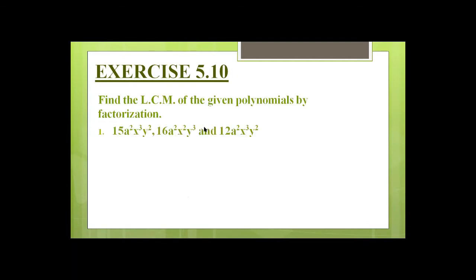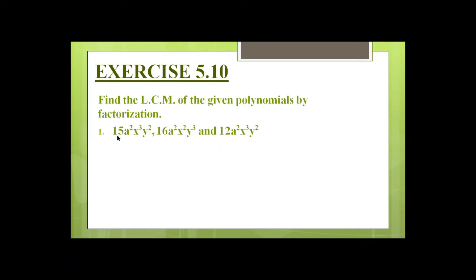Exercise, now we're going to start exercise 5.10, and here the question is to find the LCM of the given polynomials by factorization. And the question is 15a square x cube y square, 16a square x square y cube, and 12a square x cube y square. These are the three terms, and you have to find out the LCM of these three polynomials.